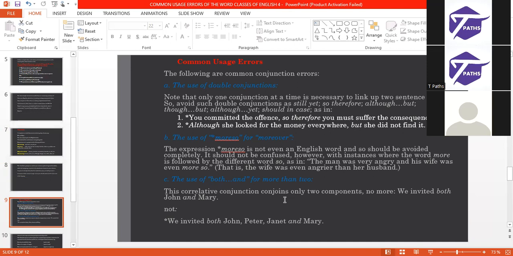Still yet, he has not done it. So therefore, let us leave. The man has not come, so therefore, let us... you hear this oftentimes. Look at this example, okay? You committed the offense, so therefore, you must suffer the consequences, all right? Some students can even go ahead of saying, you committed the offense, so therefore, you must suffer for the consequences.